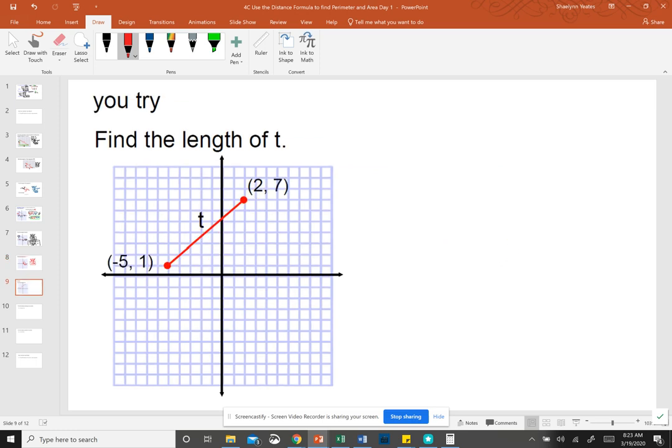Okay, I want you guys to try this one, either using the distance formula or using Pythagorean theorem in its raw form. I don't care which one you use. I want you to use one of them though. All right, so now I'm going to go through it, okay?